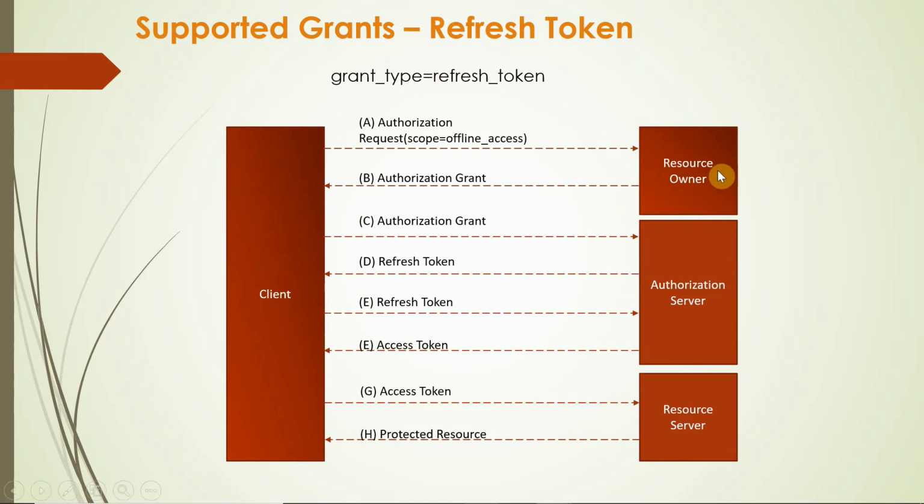Here, in the first step, we get the authorization from the resource owner. Then in the second step, we get a refresh token from the authorization server based on that authorization grant. Then with this refresh token, whenever required, we can get the access token. So we don't need to get the authorization from the resource owner a second time. Using the refresh token itself, we'll be able to get the access token, and then with the access token, we'll be able to access the protected resource.